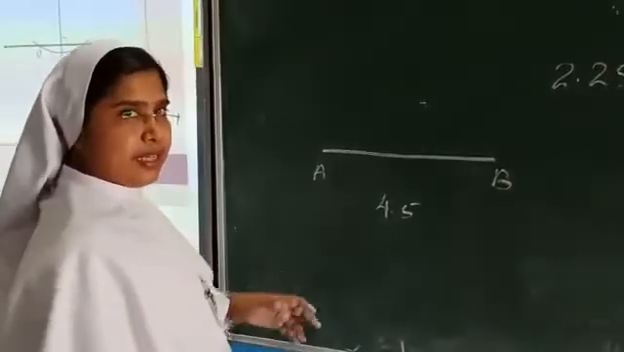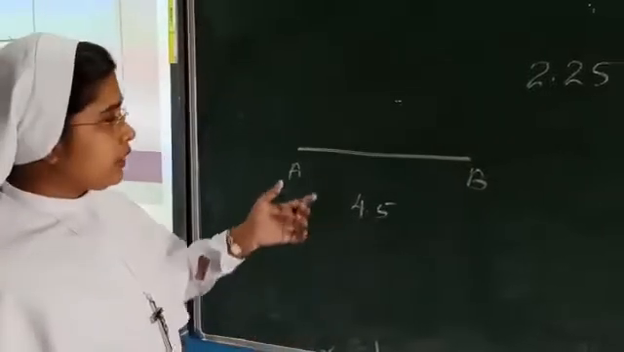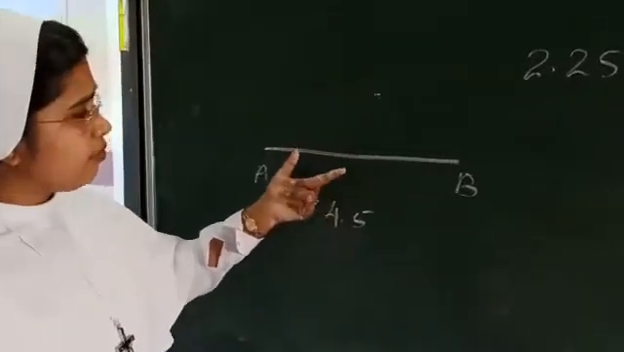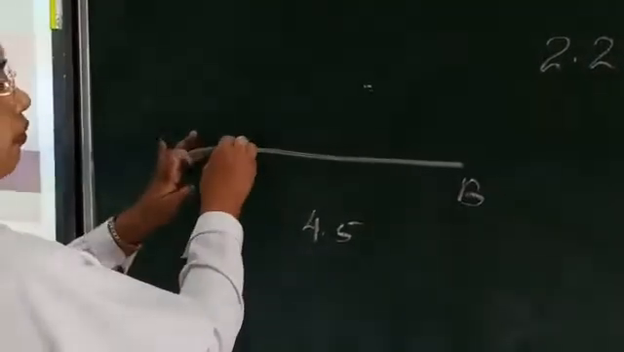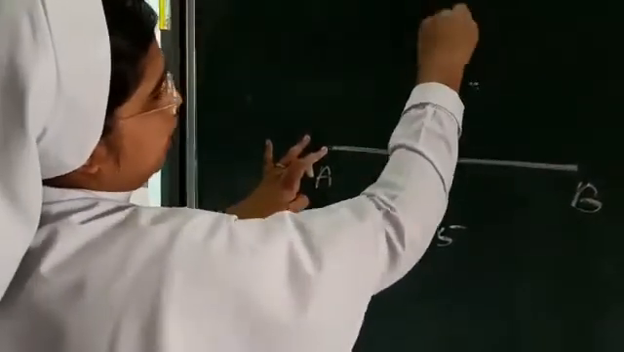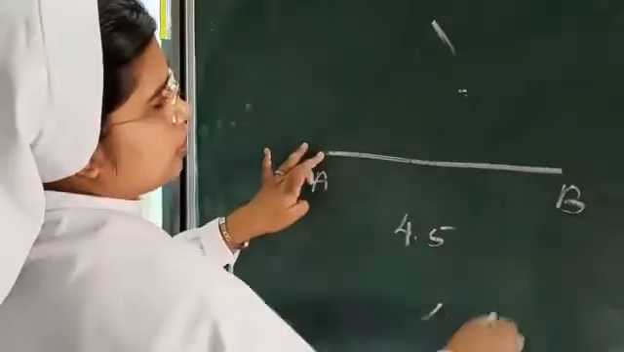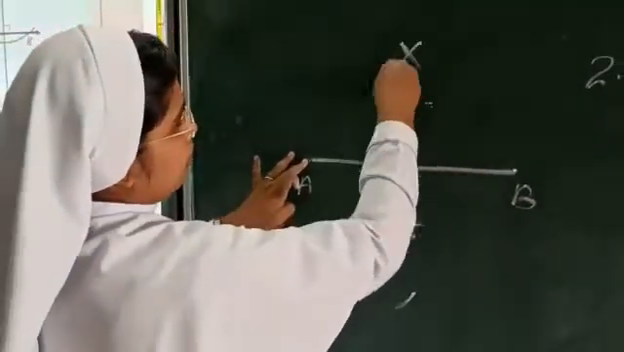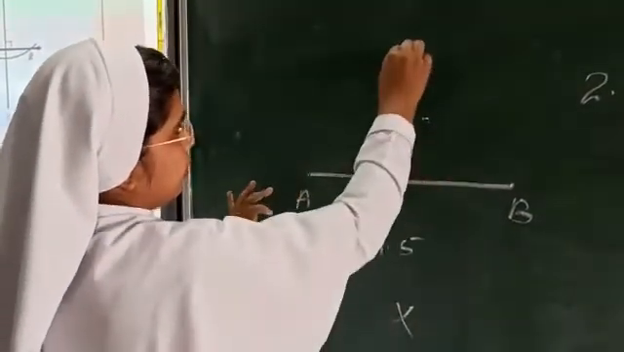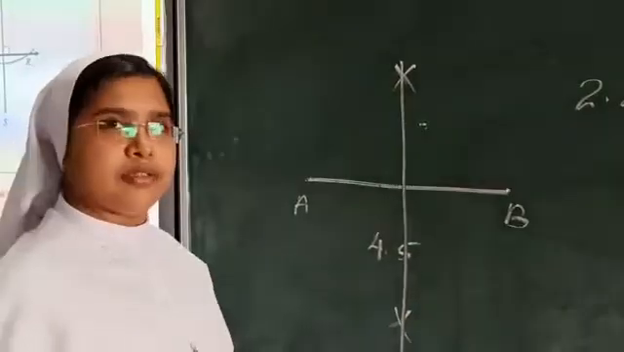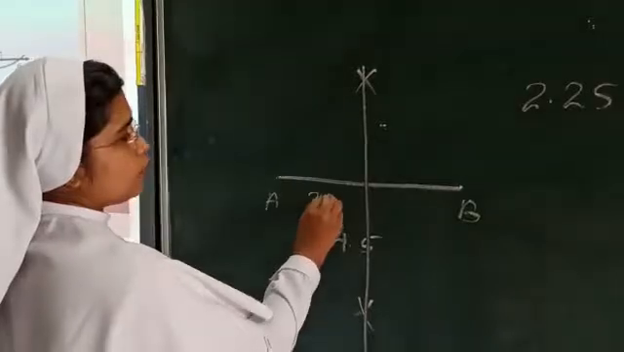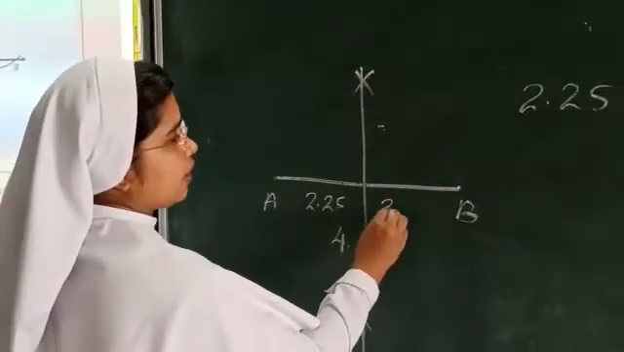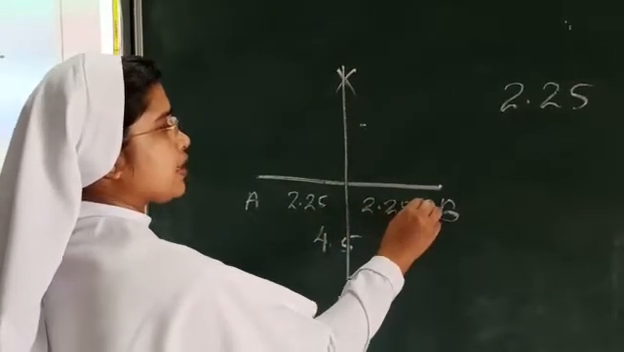Now, as we learned before, take more than half of it, maybe 2.5 or 3. Draw an arc, fixing the compass here. Draw the arc here, here. The same way from B, you draw the arc here. And you have drawn a bisector. So you will get exactly 2.25 here and here also 2.25 centimeter.